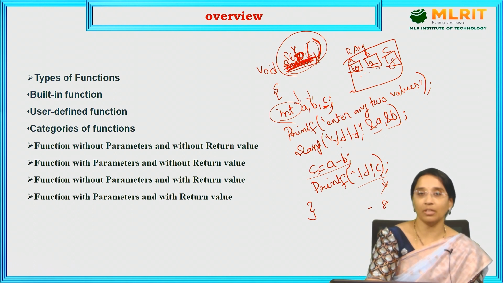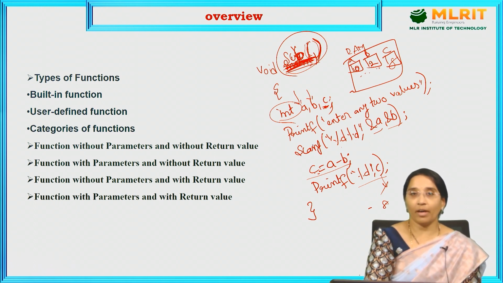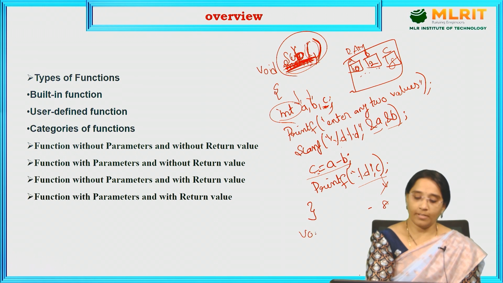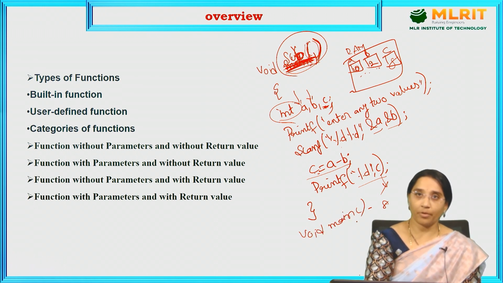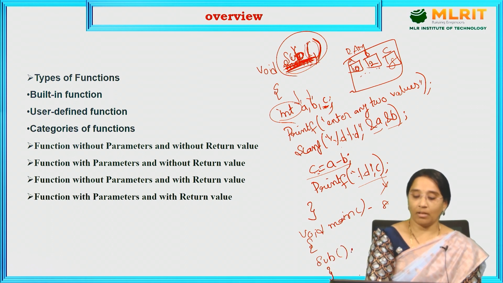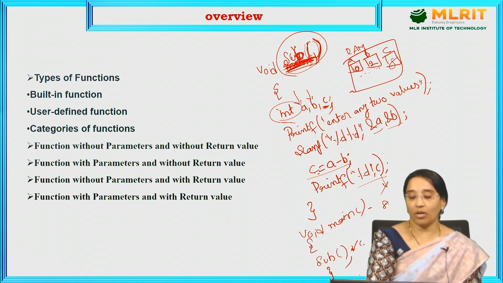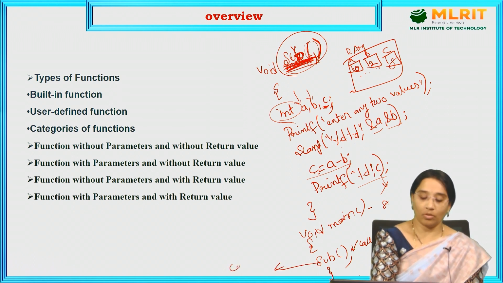This function you can call. So where to call? Under this, write void main. Actual execution of your program starts from the main function. Without the main function you can't write or execute any program. So here I have taken sub, and this is called the calling function.